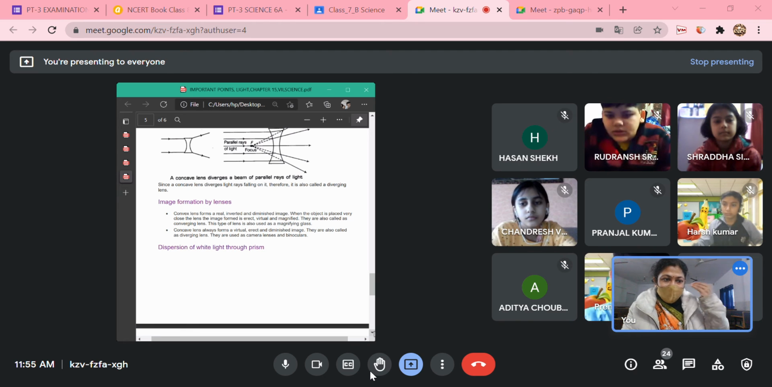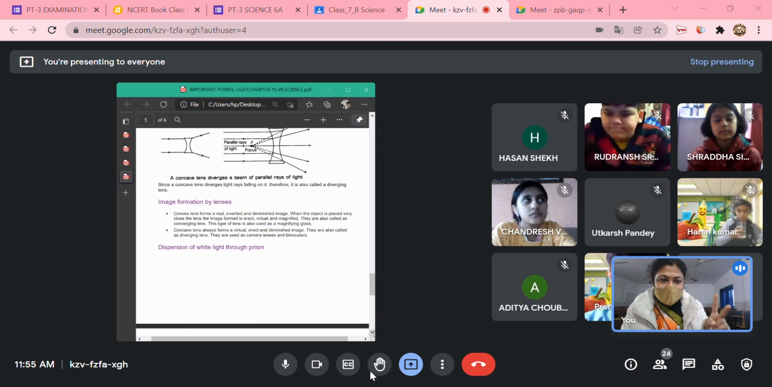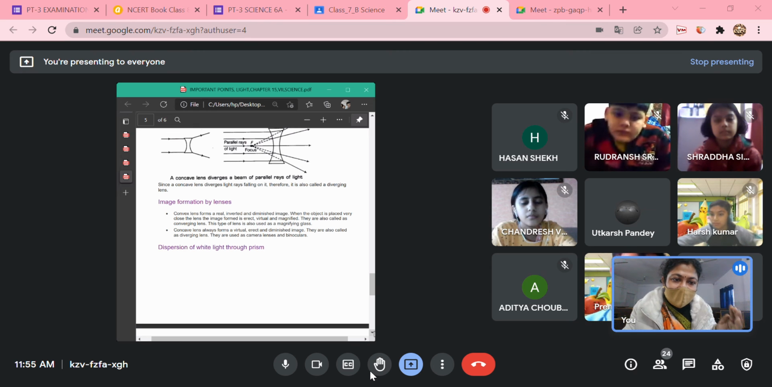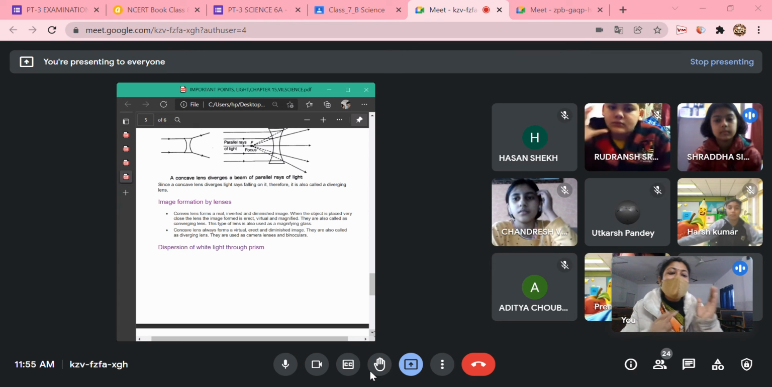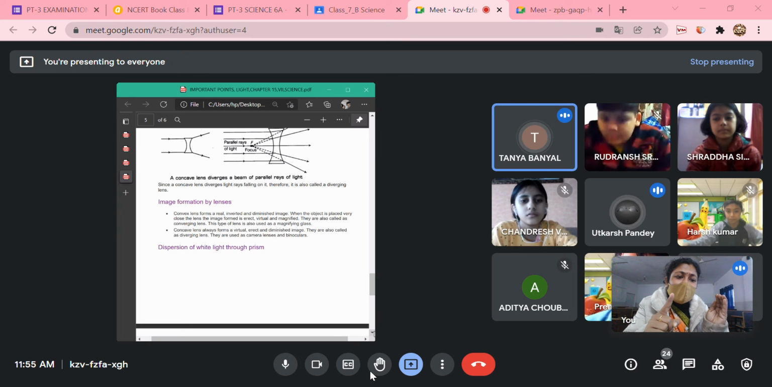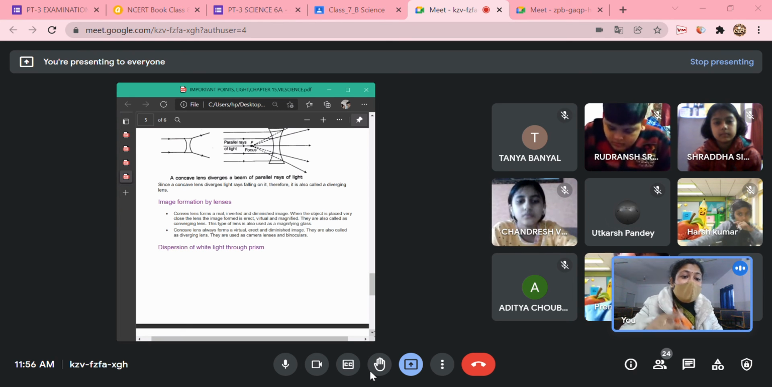So if I ask you, give an example of a mirror that can give both real image and virtual image, what will be the answer? Concave mirror. That is what is asked. And convex lens is the lens which gives both the images.